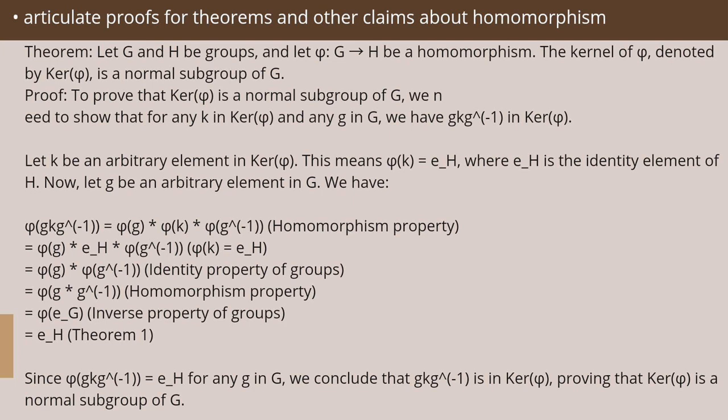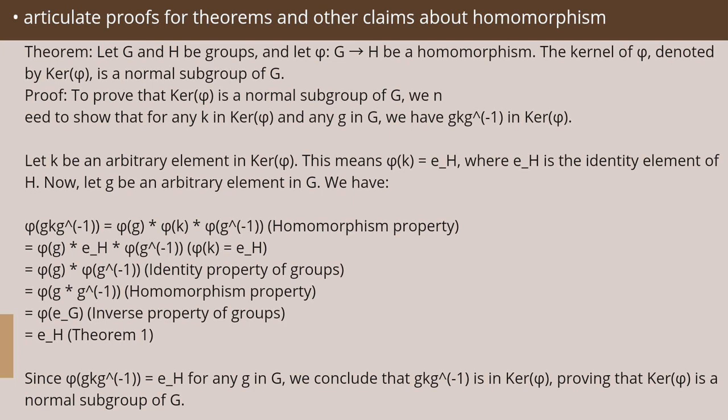So we have the proof. To prove that ker phi is a normal subgroup of G, we need to show that for any k in ker phi and any g in G, we have gkg^-1, or gkg inverse, in ker phi. Let k be an arbitrary element in ker phi. This means phi of k is equal to e_H, where e_H is the identity element of H. Now, let g be an arbitrary element in G.